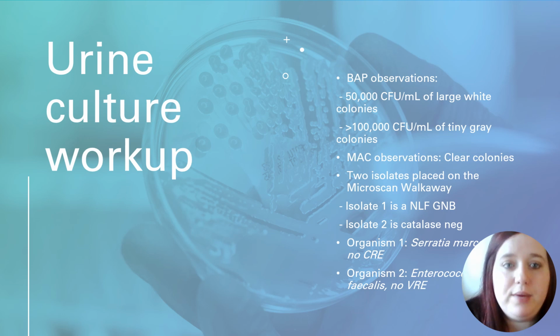Okay, so now we have the urine culture workup. Urine is streaked straight to the blood agar plates for colony count and straight to the MacConkey for isolation. At 24 hours, the blood agar plate had 50,000 colony forming units of large white colonies and greater than 100,000 colony forming units of tiny gray colonies.